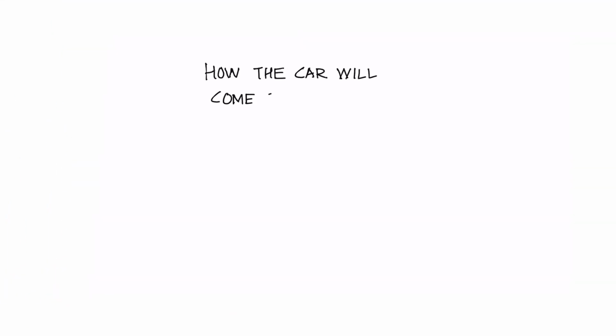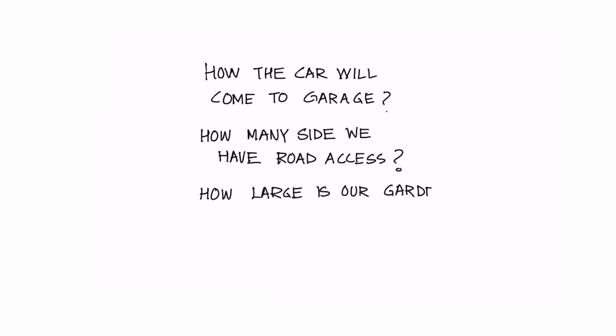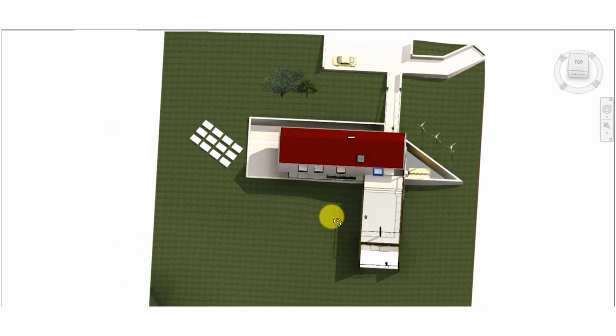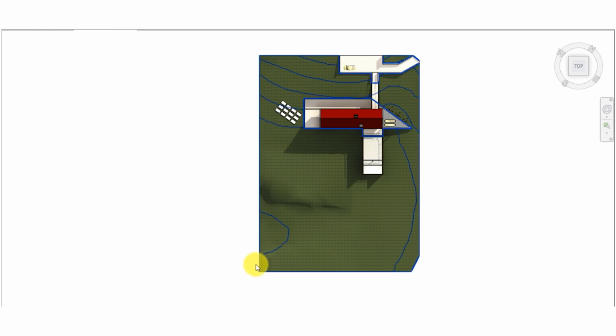Next, you want to see how the car will come to the garage, or how many sides we have road access, how large is our garden, or who is in our neighborhood. In this case, we need another architectural drawing, which we call a site plan. A site plan is simply a bird's eye view from the top of the house. This shows the surroundings of our site, road connections, and shape of the plot.